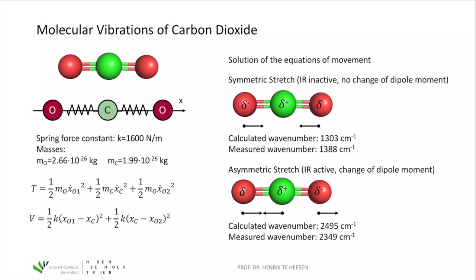What is important is that this vibration is IR inactive, as the dipole moment, which is important for the activity of molecules regarding the greenhouse effect, does not change. So, as the carbon atom is slightly positively charged, the oxygen atoms, due to the electronegativity, are slightly negatively charged. They grab the electrons from the carbon atom. But in this symmetric stretch, the overall dipole moment of this molecule does not change. So this stretch cannot contribute to the absorption and emission of heat radiation.